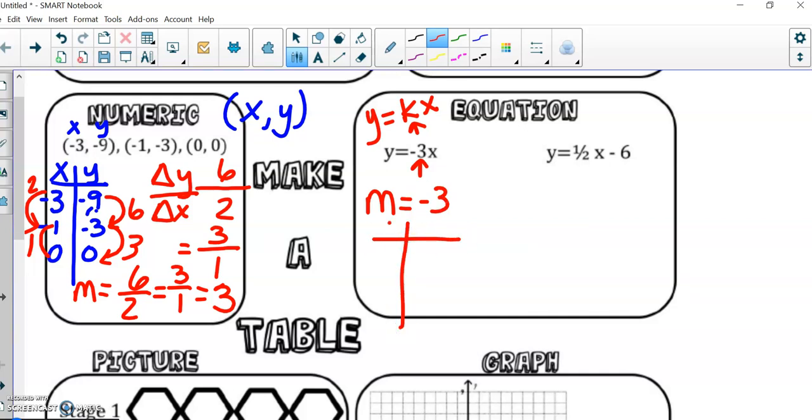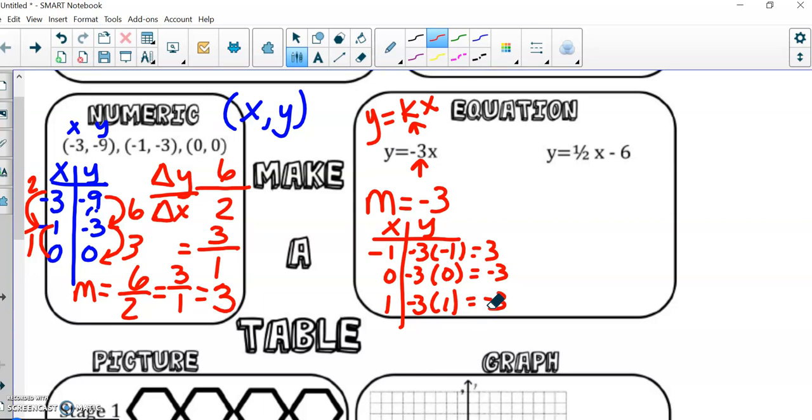We could make a table, x, y. We could plug in numbers such as negative 1, 0, and 1 into this formula, where we have negative 3 times negative 1, and we get 3. Negative 3 times 0 is negative 3. And negative 3 times 1 is negative 3. There is our rates of change.